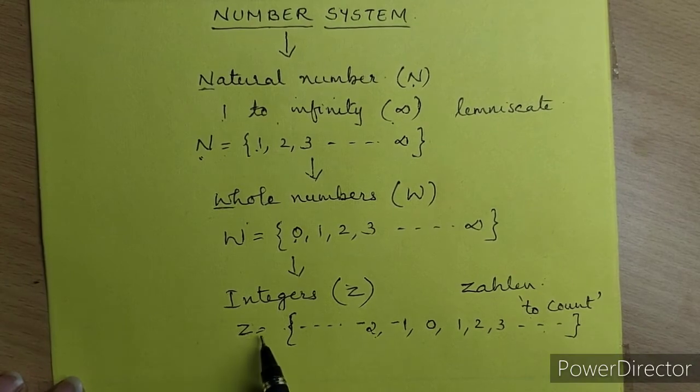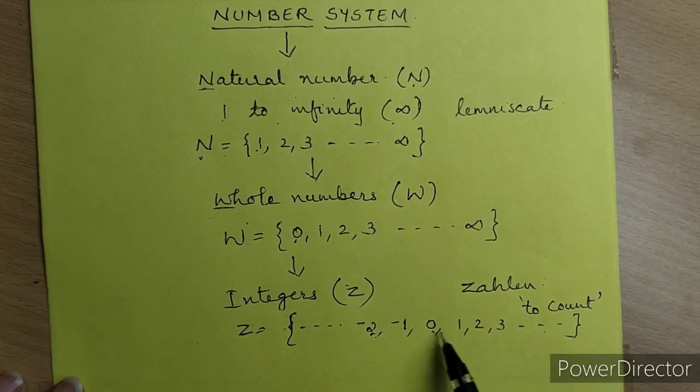In set format, Z is equal to etc. You have to start this way because the negative numbers are continuing: minus 2, minus 1, 0, 1, 2, 3, etc. It's continuing again.